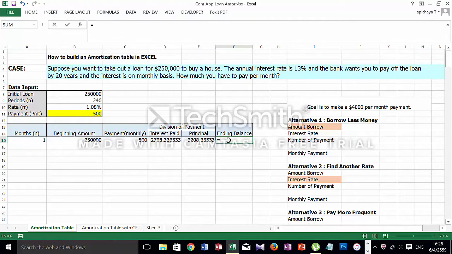Now ending balance is equal to the beginning amount subtract by the principal. So for the second period, the beginning amount will equal to the ending balance of the first period. The monthly payment would always be the same, so you might want to fix this cell. You can press F4 to fix this cell.